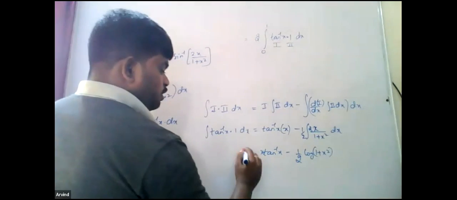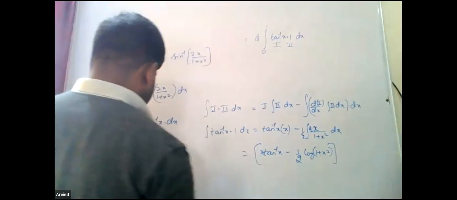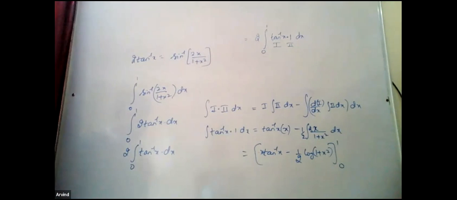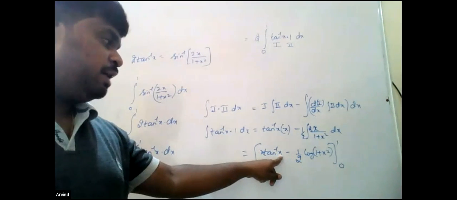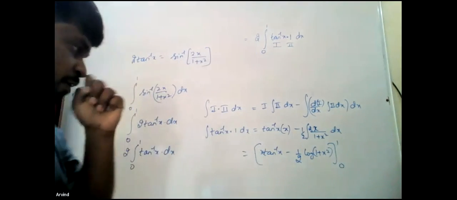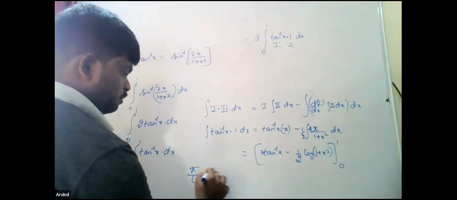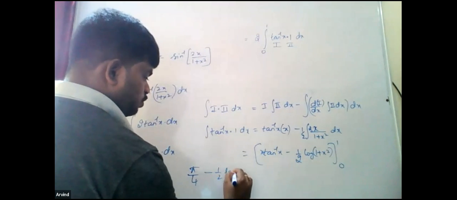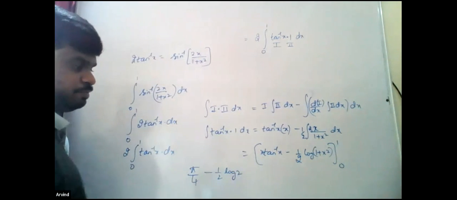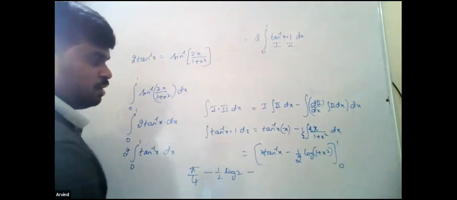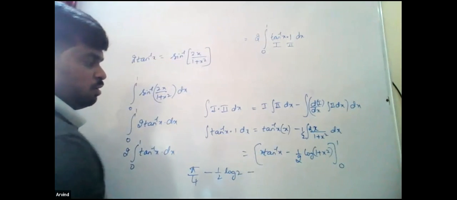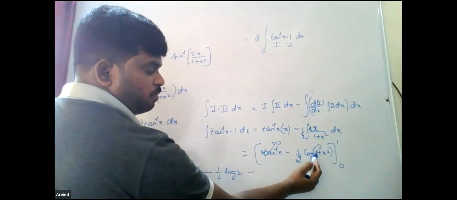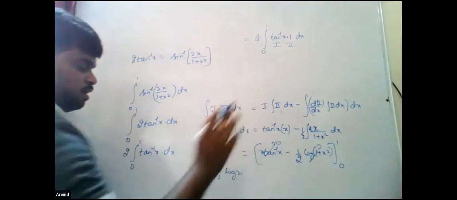So for this, you apply the limit from 0 to 1. If you apply 1 here, tan inverse 1 is pi by 4, minus half log 2. This is for the upper limit, minus the lower limit: tan inverse 0 is 0. It becomes completely 0, because when you put 0 for x you get 0, and log 1 is 0, so the entire thing goes.